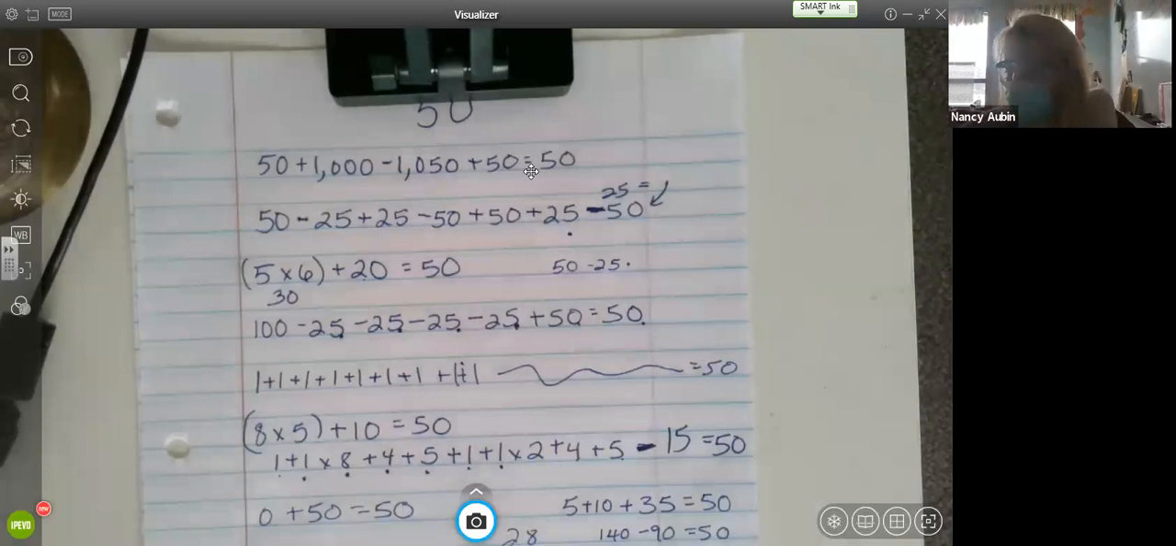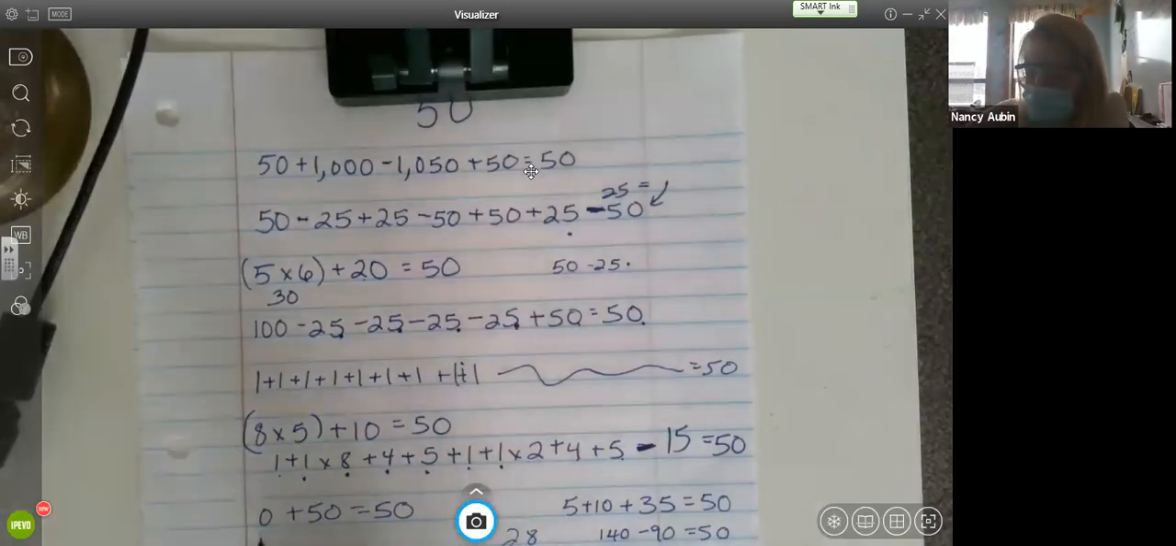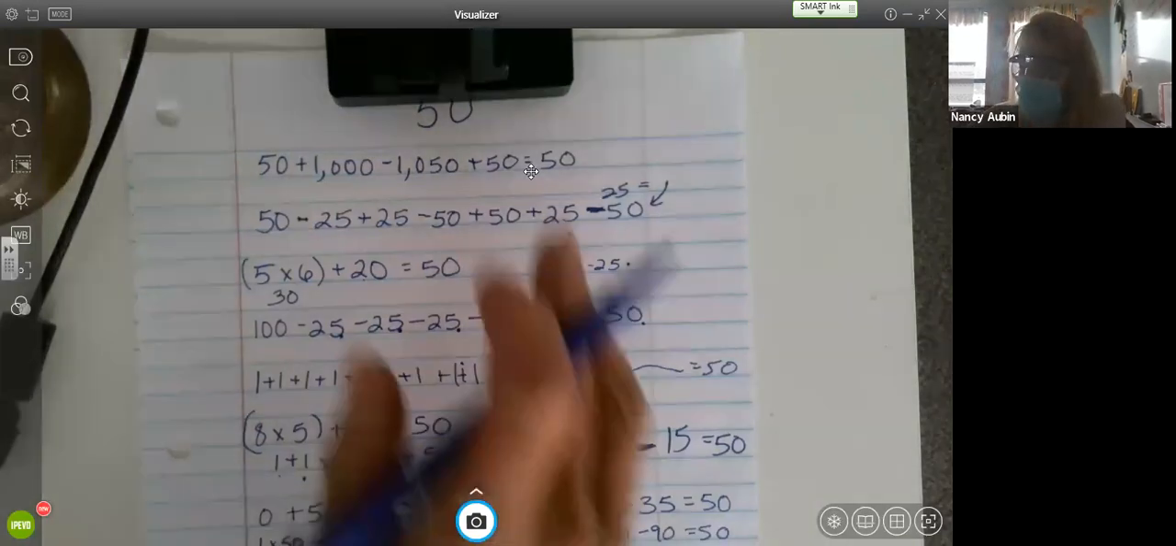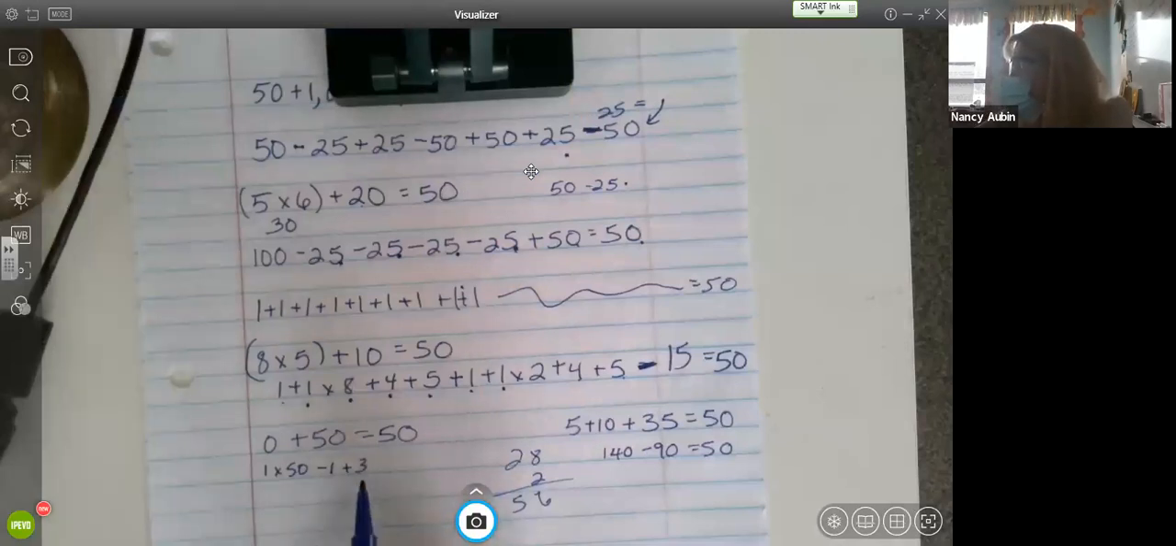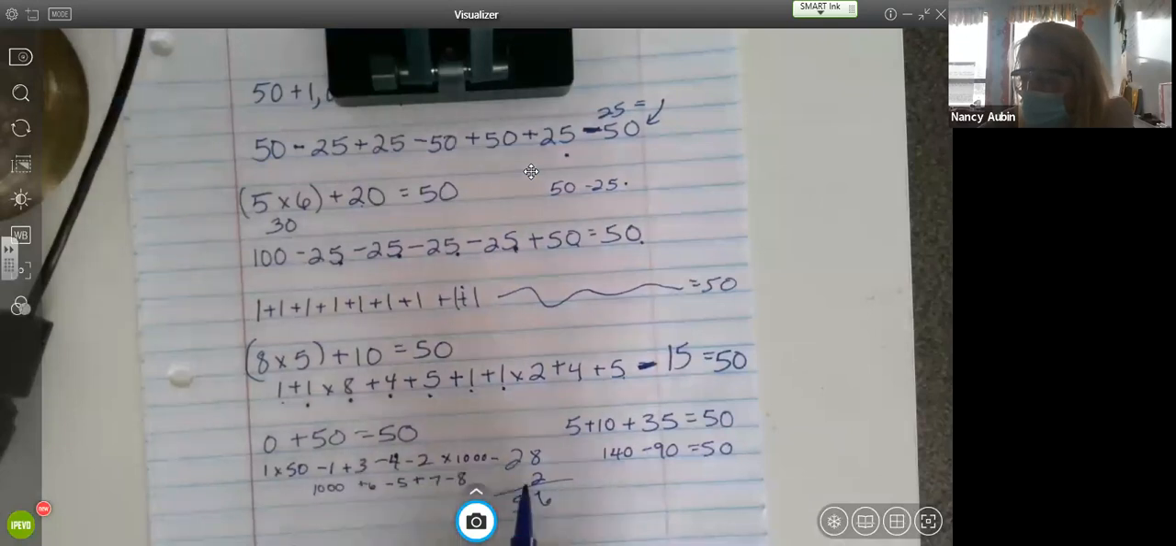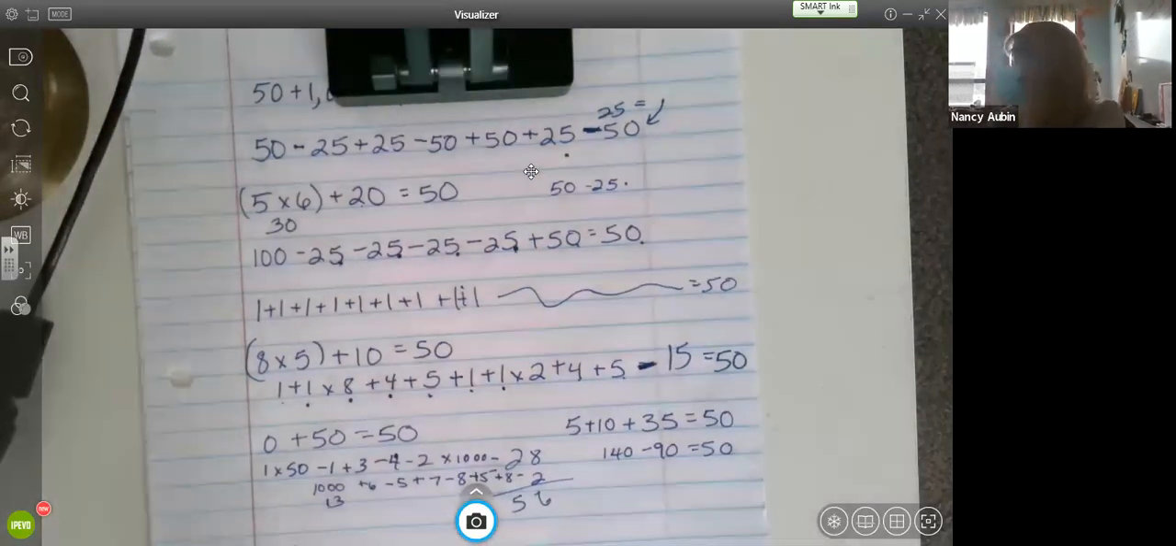Paxton. 1 times 50 equals 1 plus 3 equals 10. Whoa, okay, you gotta go slower. 1 times 50 minus 1 plus 3. 4. Okay, I'm gonna stop you there. I'd need a calculator for that one.